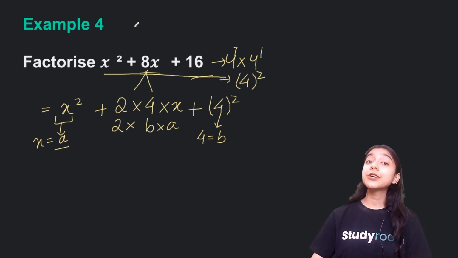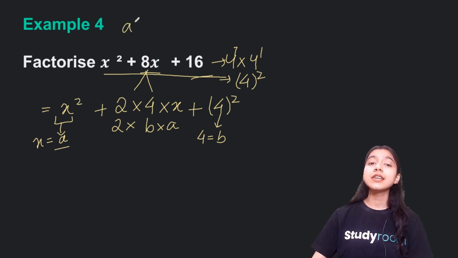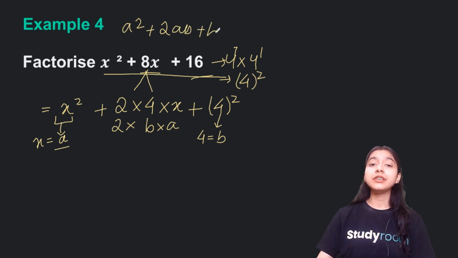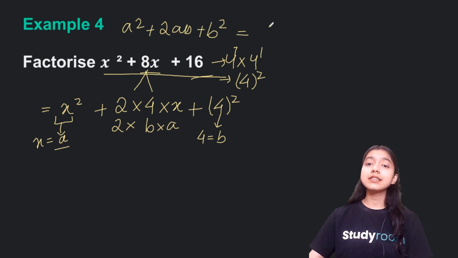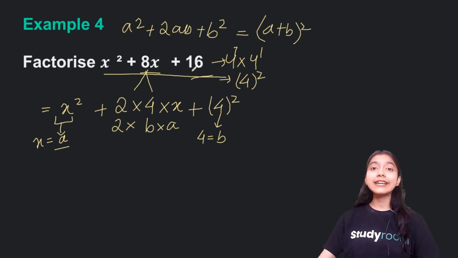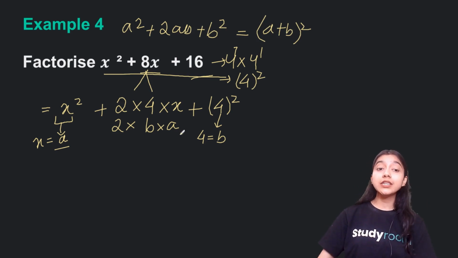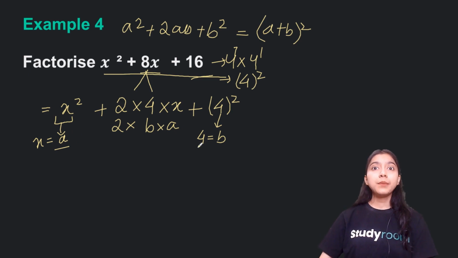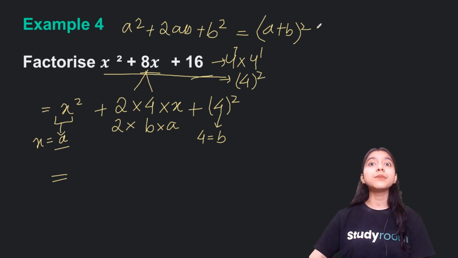So this was the first identity that I taught you, which was a square plus twice ab plus b square gives us a plus b whole square. I taught you in the reverse way. You have to remember both the ways because you can need it in any form. So over here we have a square plus b square plus twice ab. So this identity is equal to a plus b whole square.